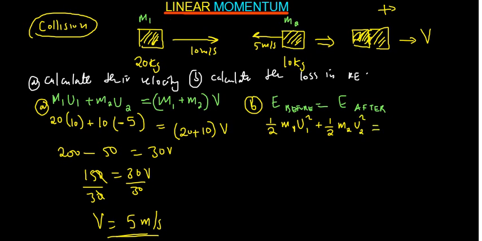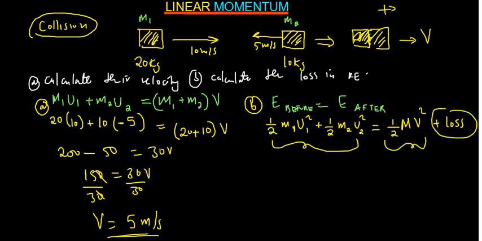And this should be equal to, now remember at the end, these are moving as what? As a unit. So we're going to say half, we are going to use their combined mass and their combined velocity squared, and then plus that loss. The loss is going to be on this side. Why? Because obviously something that has been lost is supposed to be a product. So when you add the energy before, it should be equal to the energy after plus that loss. So when you add that loss to the energy you find at the end, it should give you the total energy as the initial energy.